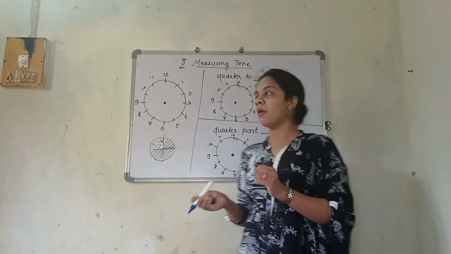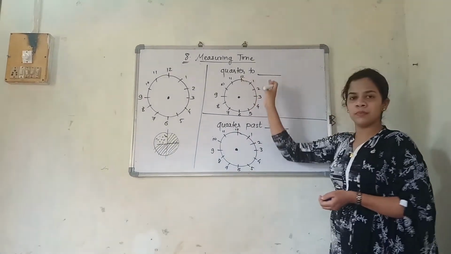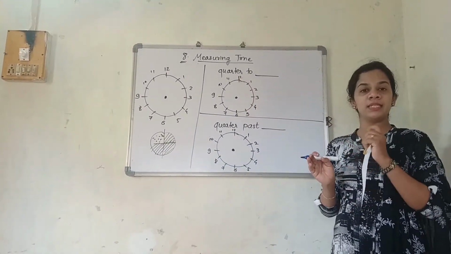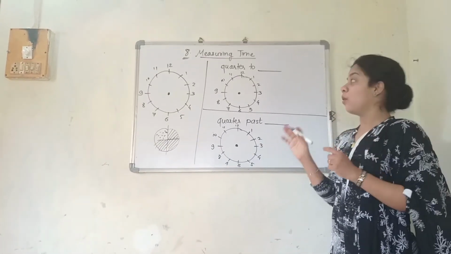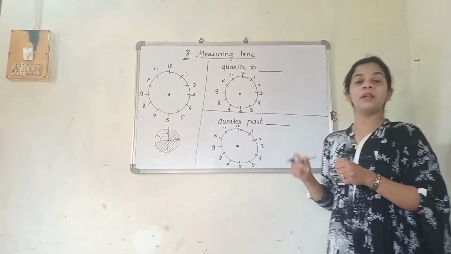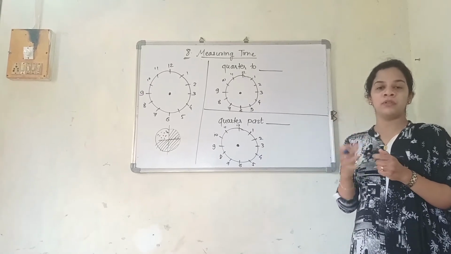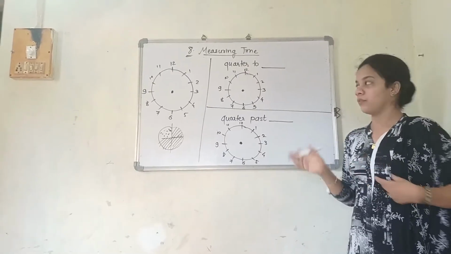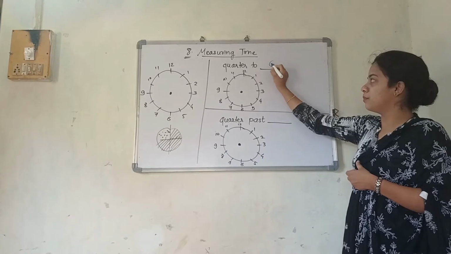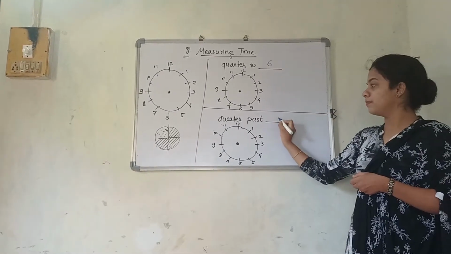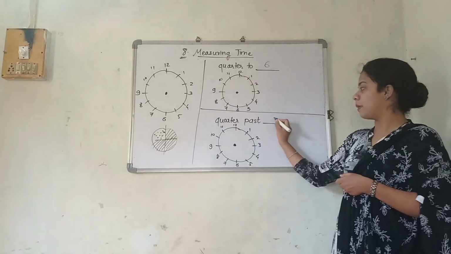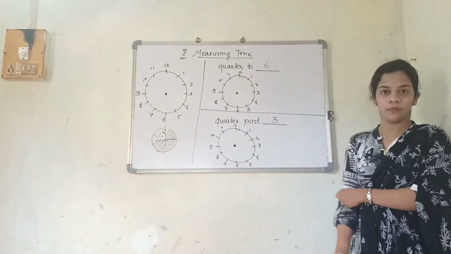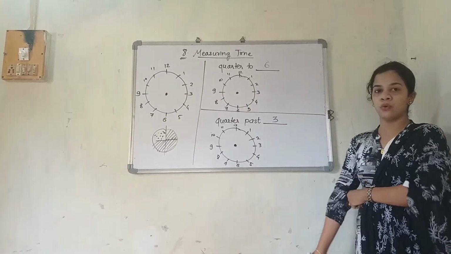So always remember one thing. Quarter to something means what? There are 15 minutes still remaining, and quarter past something means what? 15 minutes have already passed. For example, we will take here quarter to 6, which we have already taken, and quarter past 3 we will take now. So these are the two examples we will show over here.